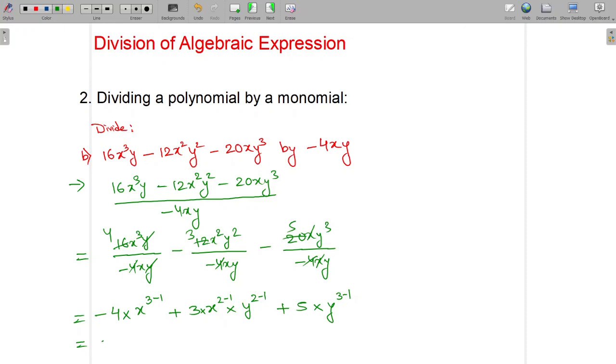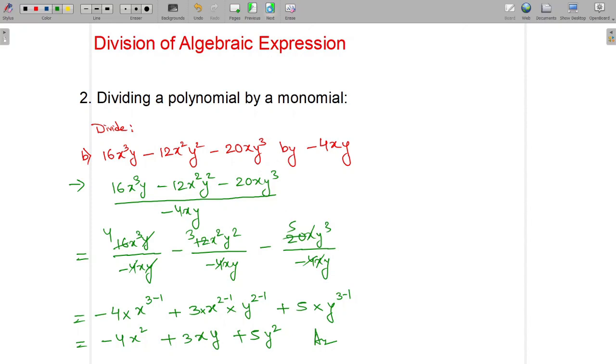So what we got finally: minus 4 x to the power 3 minus 1, which means x square, plus 3 x to the power 2 minus 1, the power will be 1, so simply x we will write. y to the power 2 minus 1, the power will be 1, so simply y we will write, plus 5 y to the power 3 minus 1, so it will be y square. So that's our final answer.